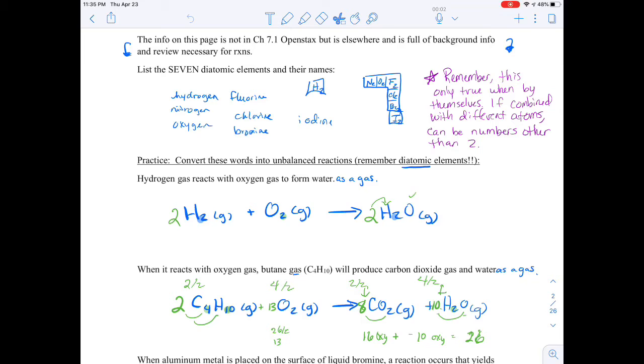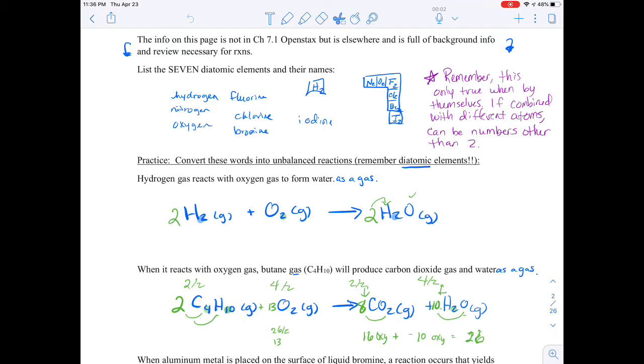Don't forget about the diatomic elements. They form a 7 on the chart: N2, O2, F2, Cl2, Br2, and I2, as well as H2. Hydrogen, nitrogen, oxygen, fluorine, chlorine, bromine, and iodine. Remember, when they are by themselves, they're in pairs, but if they're combined with different atoms, they could be any kind of number other than 2. This is just when they're alone.